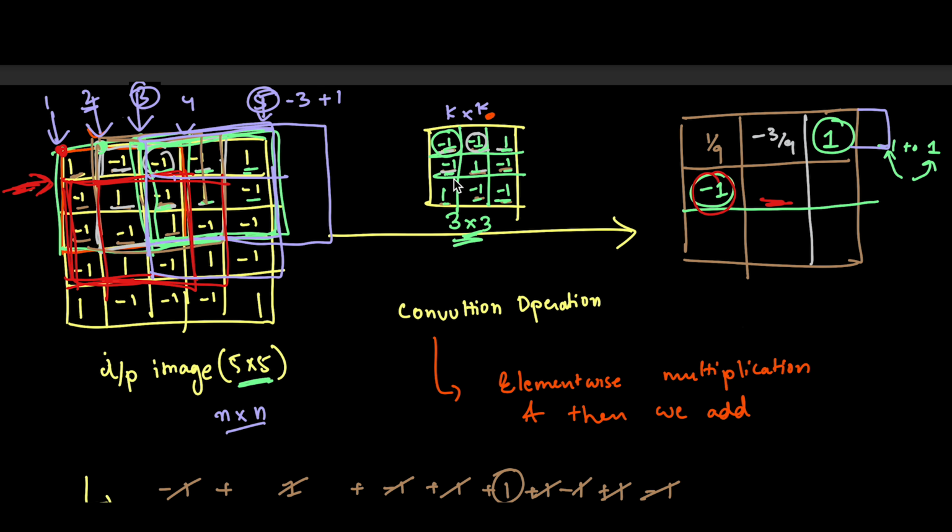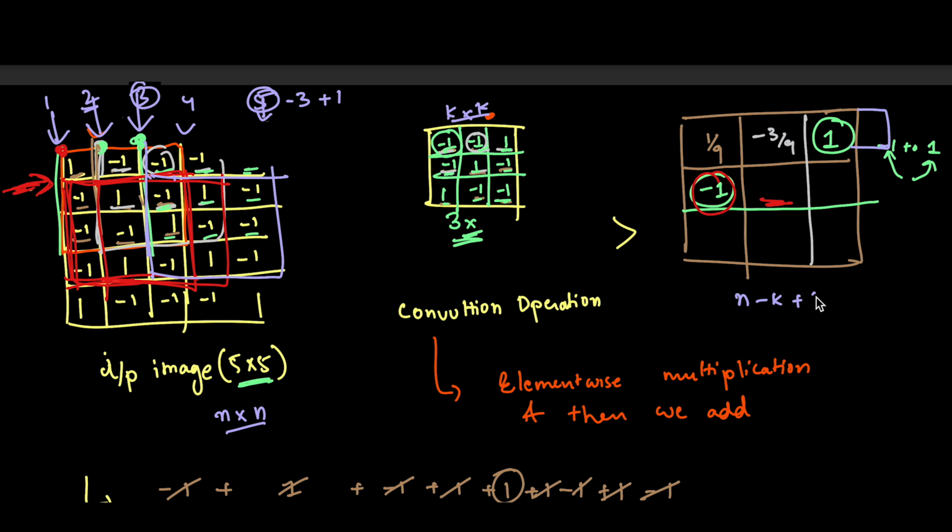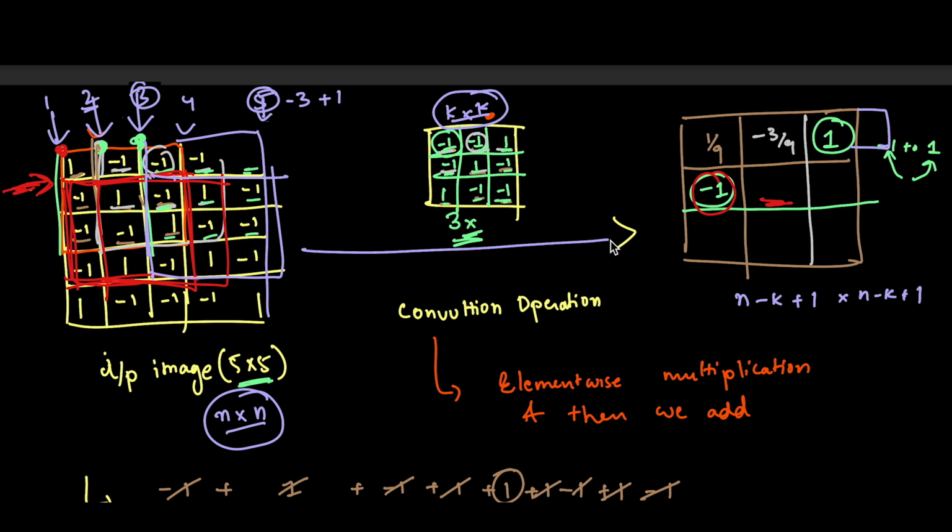If this is n cross n and this is k cross k, then it will be n minus k plus 1, n minus k plus 1. This will be the corresponding output shape. Given an input image of n cross n and the kernel size is k cross k, on applying convolution operation, we'll be getting an output of n minus k plus 1 cross n minus k plus 1. I hope for you guys it is clear how we are able to get this output of n minus k plus 1 cross n minus k plus 1.